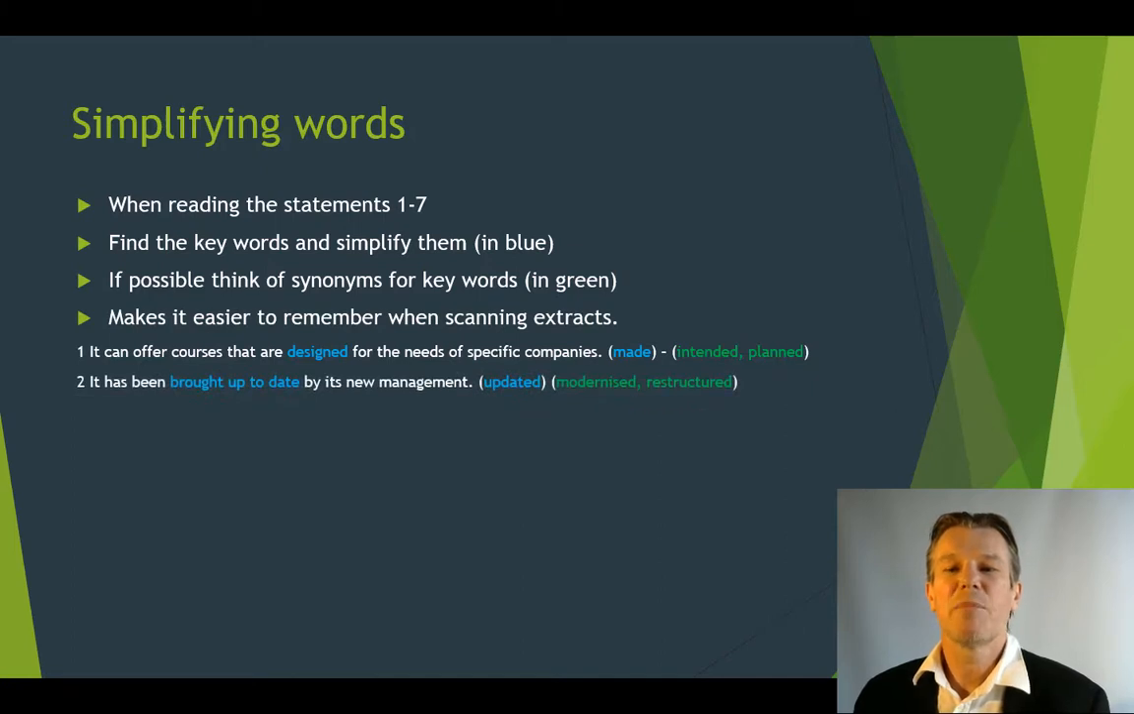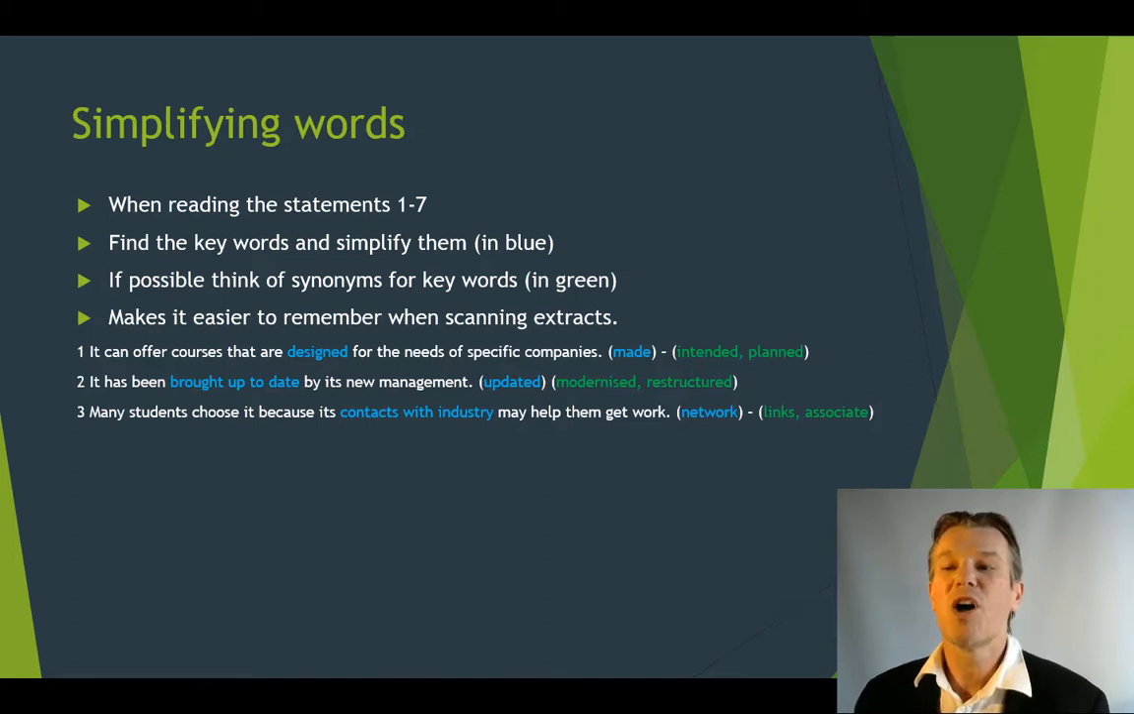So if we look at number 2, the statement says brought up to date. So a nice simplified word for this is updated, synonyms, modernized, restructured. 3, I've got many students choose it because its contacts with industry may help them get work. So contacts with industry, I'm thinking of network as a simplified word. And then links, associate, these are good synonyms for that.